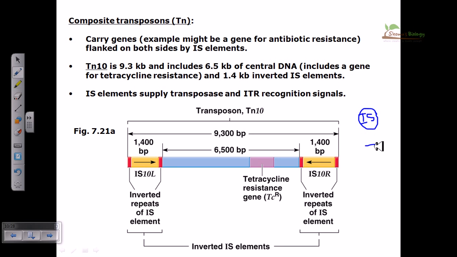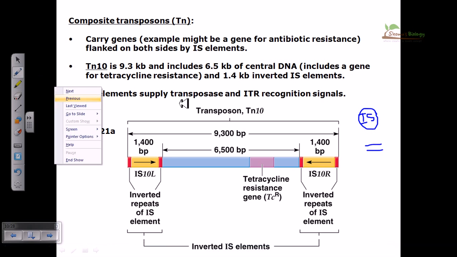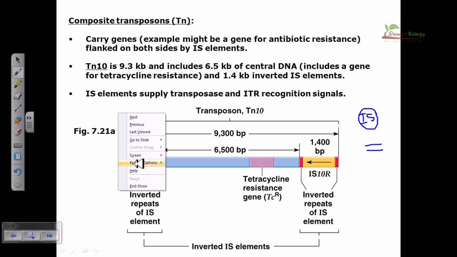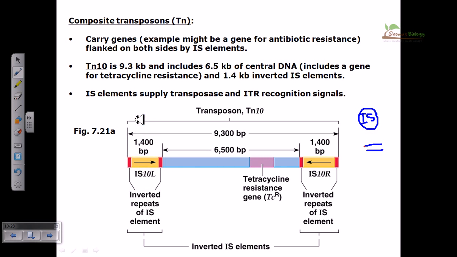One is the simple central gene region, and the other is two regions flanked at both of the ends, which are called the inverted repeat regions. So, one central gene region and two inverted repeats. This is the actual structure of IS elements, as we can see in these previous cases.